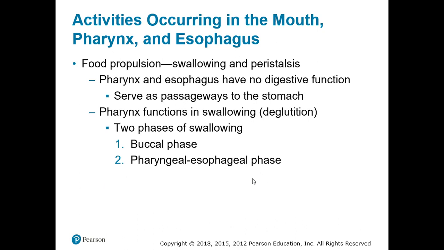The next overall function is food propulsion. Again, this occurs whenever you swallow or through a process called peristalsis. Remember, the pharynx and esophagus technically have no digestive function. All they do is serve as passageways to the stomach. The pharynx does help with swallowing, but that's still not digesting food.